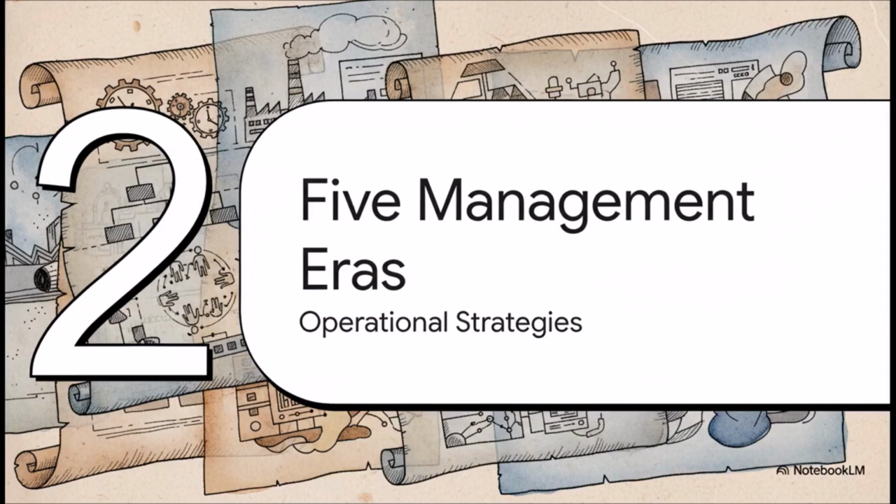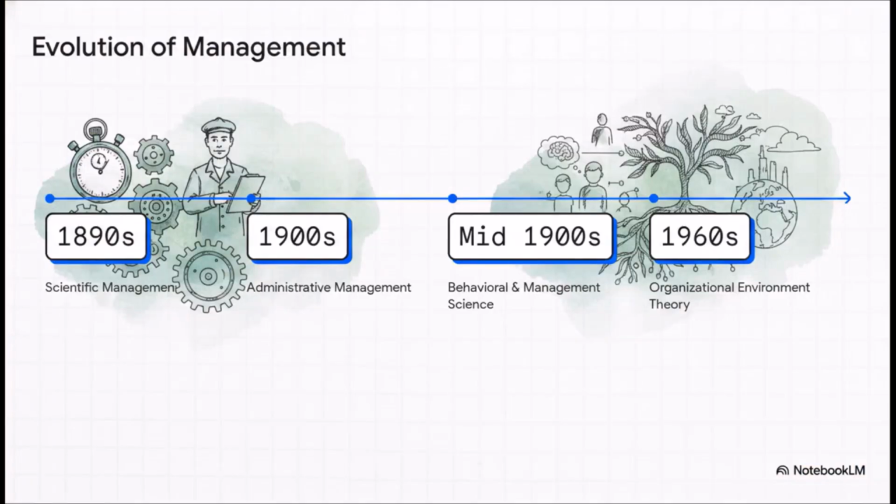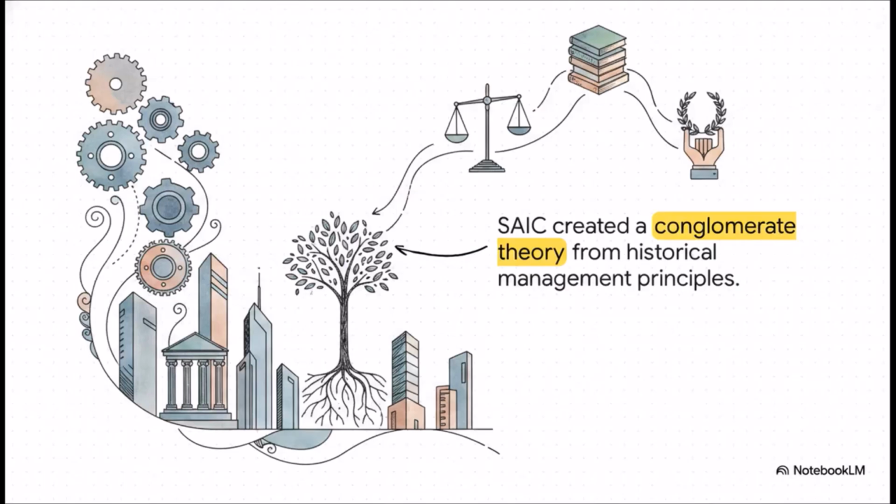Moving right along to Section 2, the 5 eras of management and their operational strategies. So, what we're looking at here is over 100 years of academic theory, kind of compressed into a single, easy-to-digest timeline. We went all the way from the strict, stopwatch-driven task measurement of the 1890s scientific management era right through to the 1960s. And that's where we finally started to understand the organization as a living, breathing part of its broader environment.